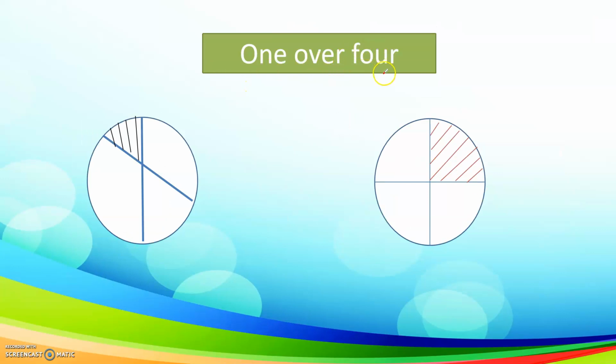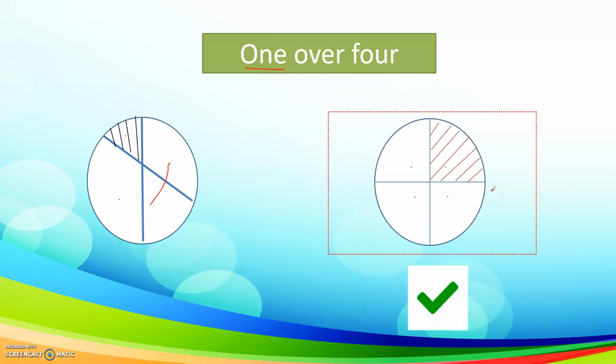1 over 4. That means I take 1 from the 4 parts given, and all the parts are the same. If we see here 1, 2, 3, 4. There are 4 parts. Are all the parts the same? No. That means this is not the answer for 1 over 4. Okay, look at the second picture. There are 4 parts. Yes. All the parts are the same and I took 1. Is it correct? The answer will be the second one. The first one is wrong.